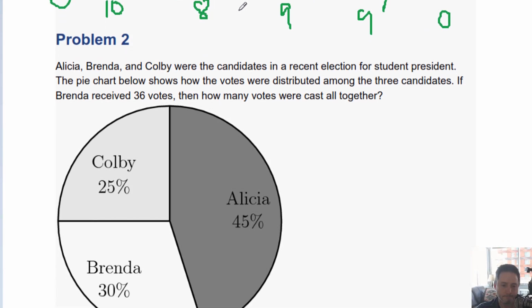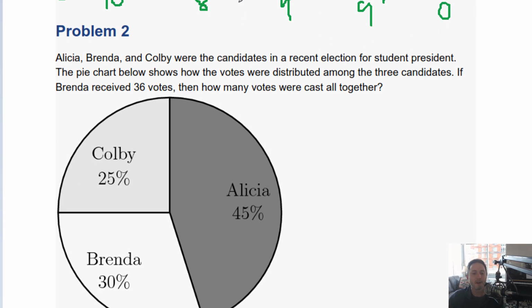Question number 2. Alicia, Brenda, and Colby, A, B, and C. They use this a lot to make it easy for you. A, B, and C were candidates in a recent election for student president. Pie chart shows how many votes were distributed among the 3 candidates. If Brenda received 36 votes, how many votes were cast altogether?